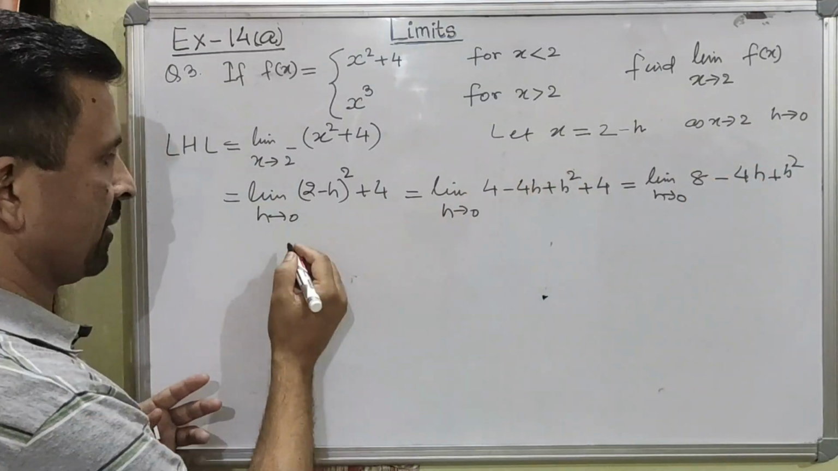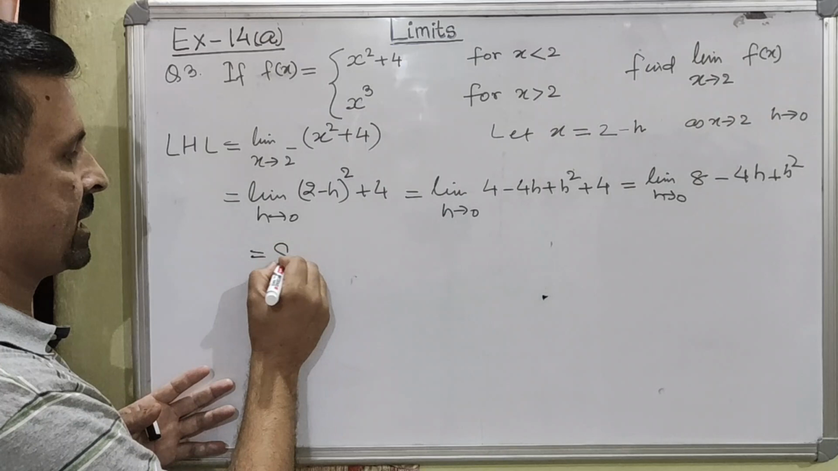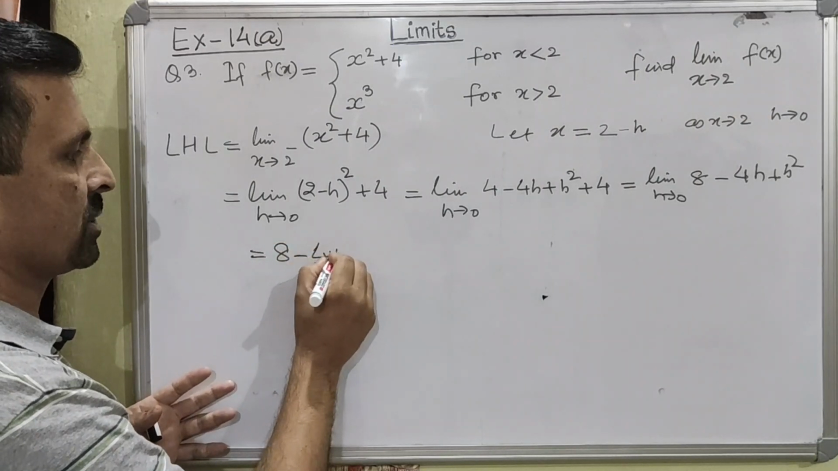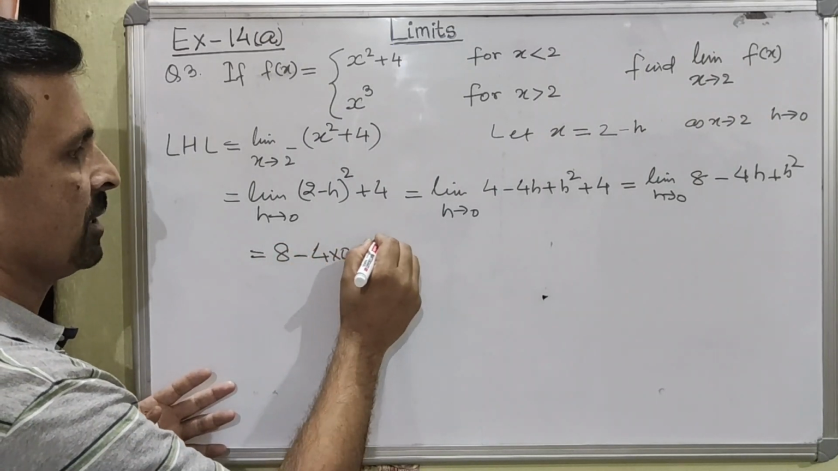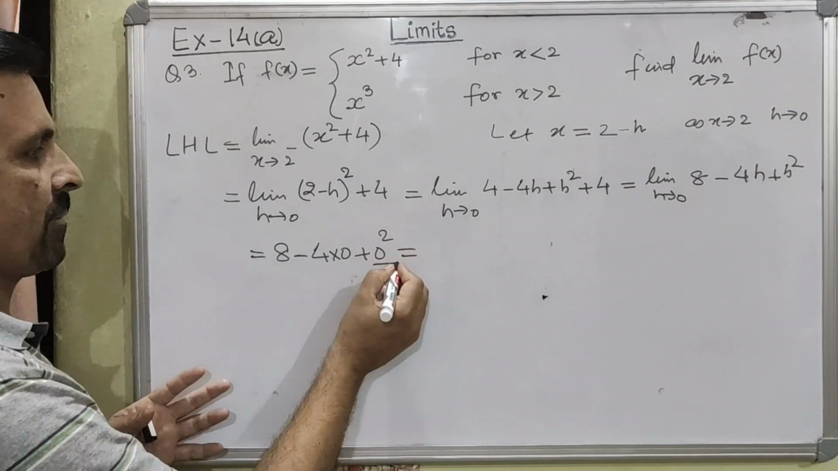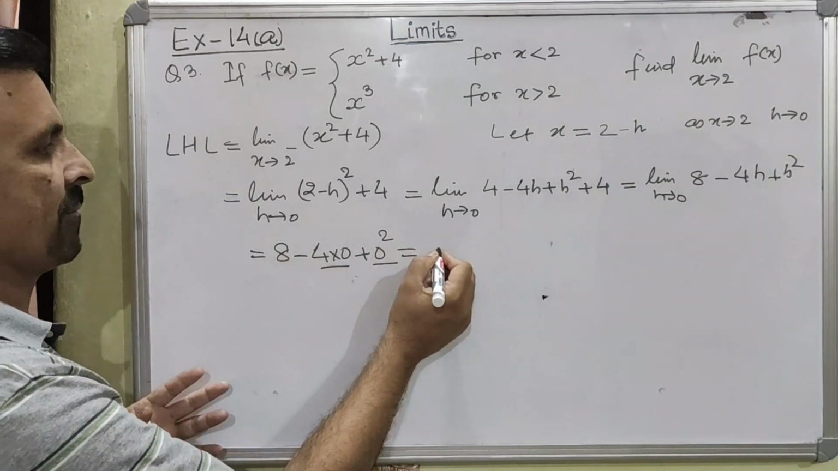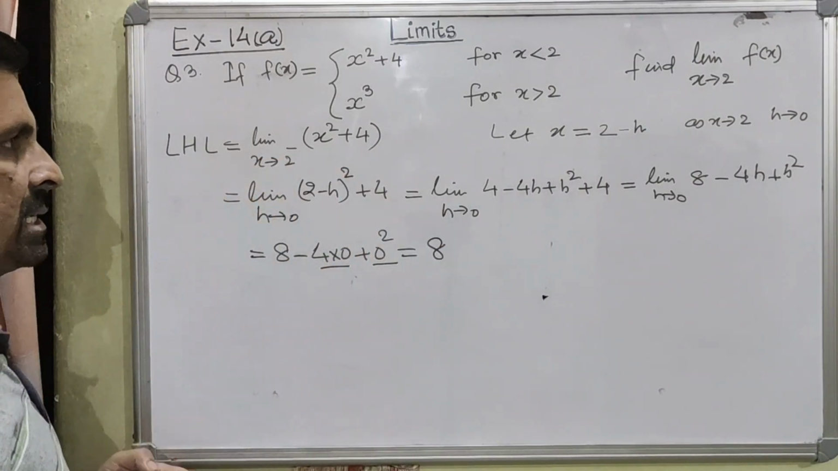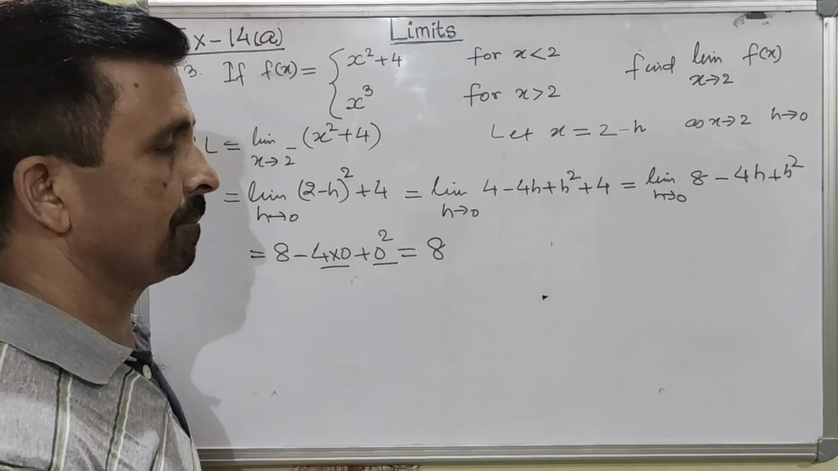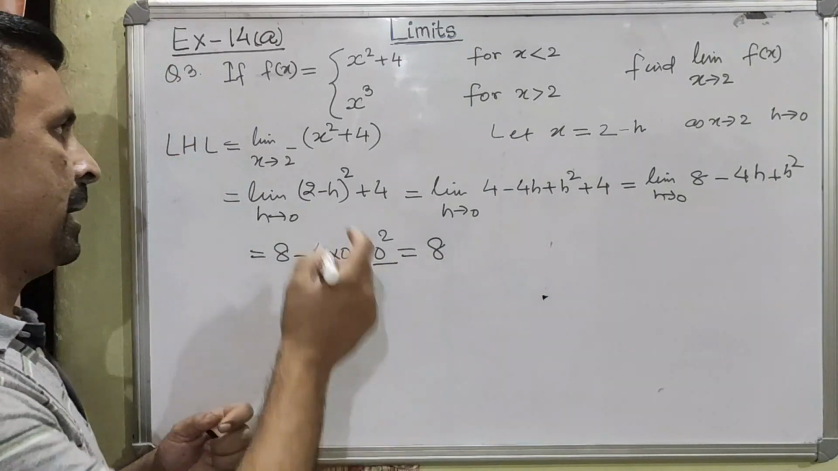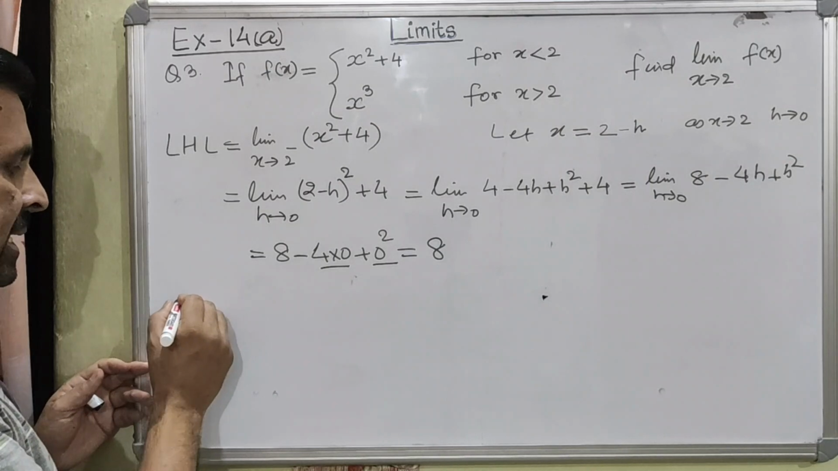So here we can put the value. So this becomes 8 minus 4 into 0 plus 0 square. Now you know that this part will become 0, this part will become 0, so you are left with only 8. So this is the value of your limit. Clear? Now likewise we are going to calculate the right hand limit.